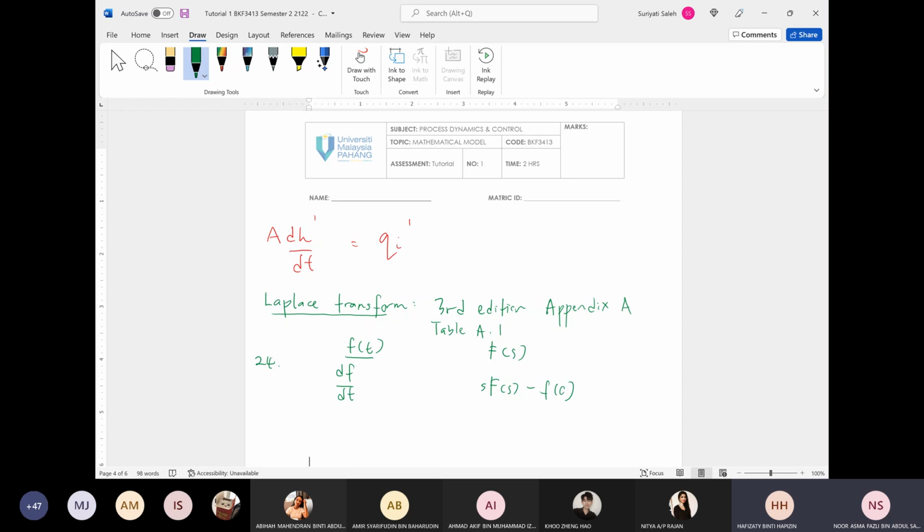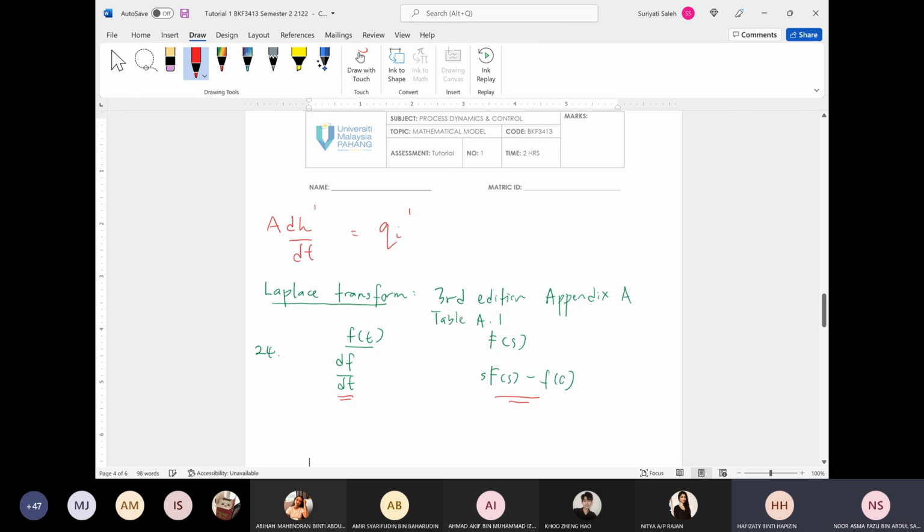Based on Appendix A, Table A1 in the textbook, third edition, Process Dynamics and Control, whenever you have a differential equation of this form, then when we do the Laplace transform, you will follow the following form. That is the standard one, so you don't need to do it manually. You can adopt what has been Laplace transformed by the previous work. So we just adopt the form of the Laplace transform.